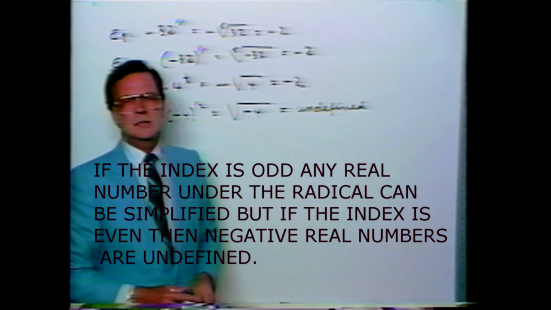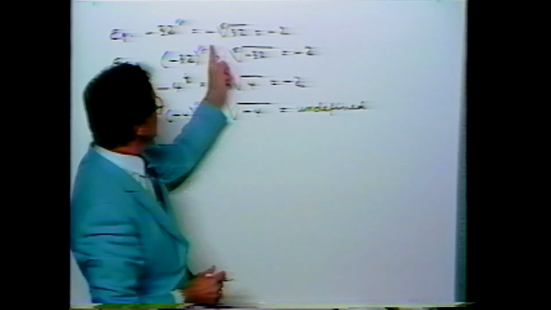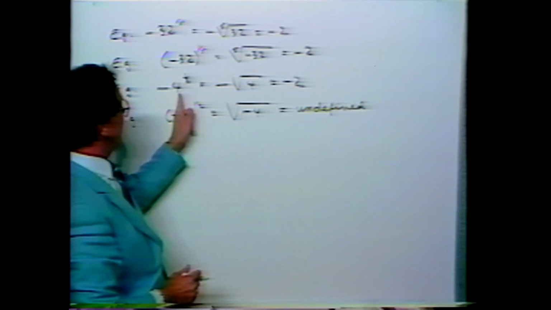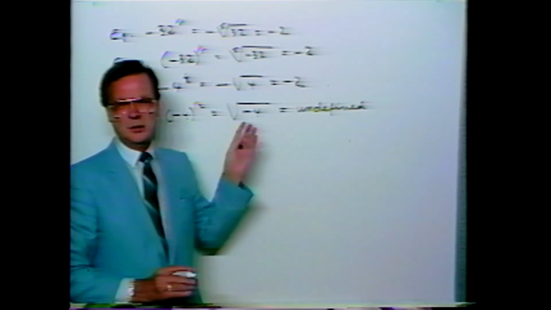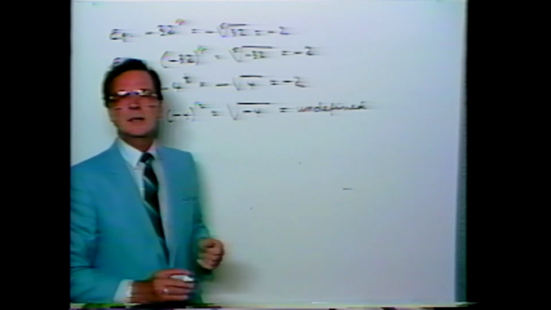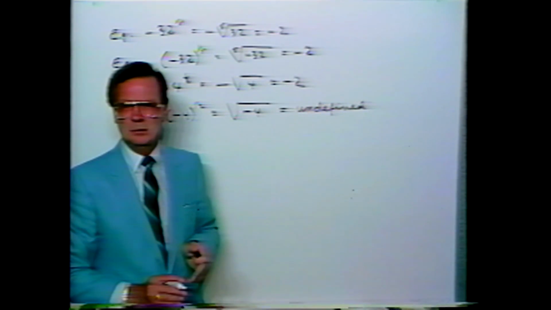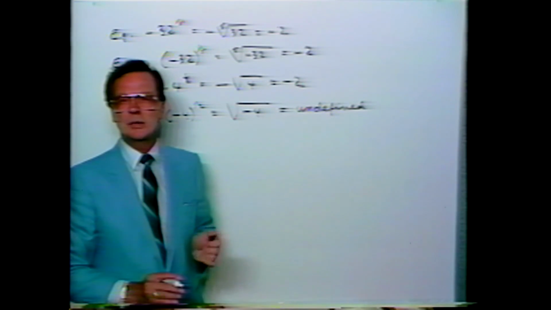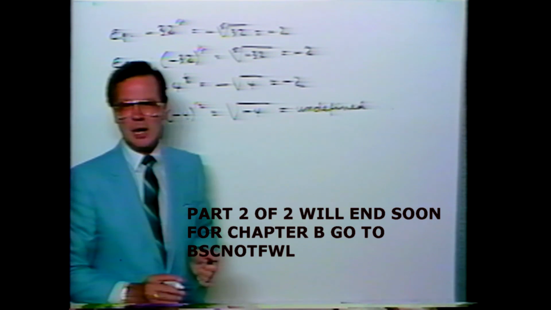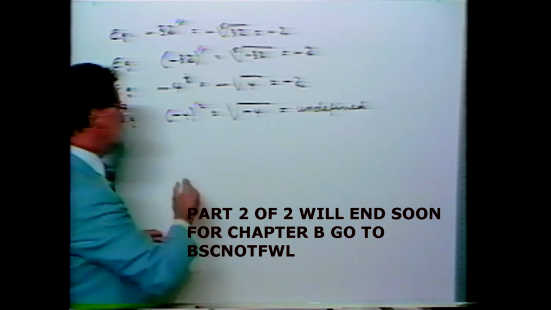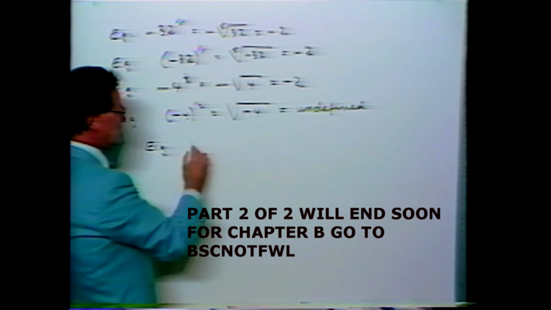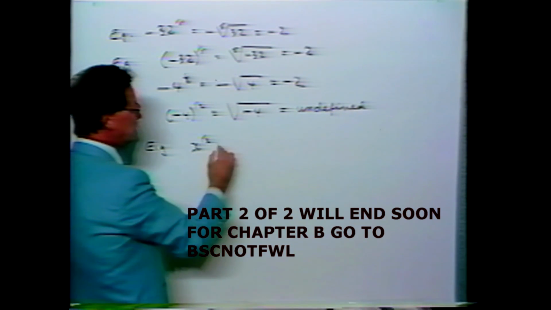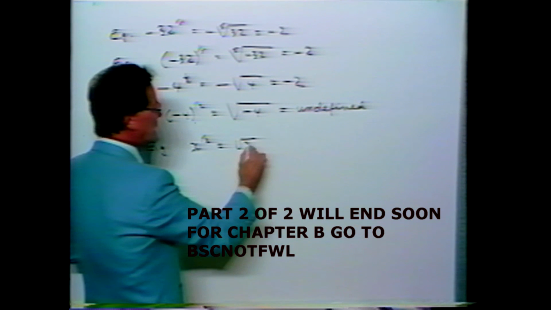When the base is a number, it is commonly simplified in the manner I've just described. But when the base is a variable, it is best to leave the exponent as a fraction. Consequently, it is of no benefit to change x to the 1/2 to the square root of x, for example.